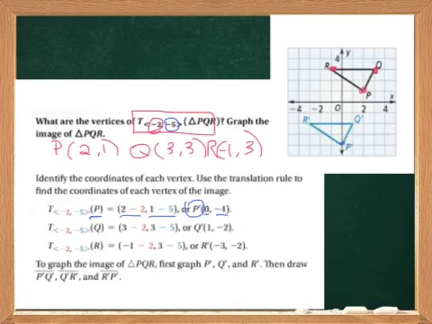So P prime is going to be 0, -4. We do the same thing with Q. 3 minus 2 is 1. 3 minus 5 is -2. So Q prime is 1, -2. And finally with R, -1 minus 2 is -3. 3 minus 5 is -2. So R prime is -3, -2. We graph the image of PQR. So P prime, Q prime, R prime is the image. PQR is the pre-image. We first graph the points and then connect the lines.